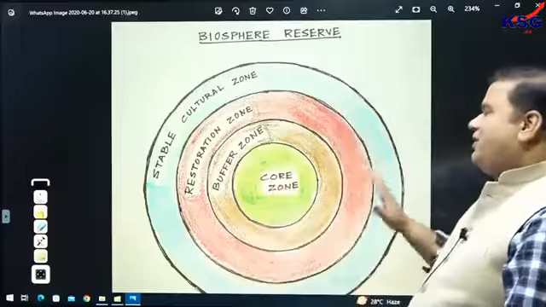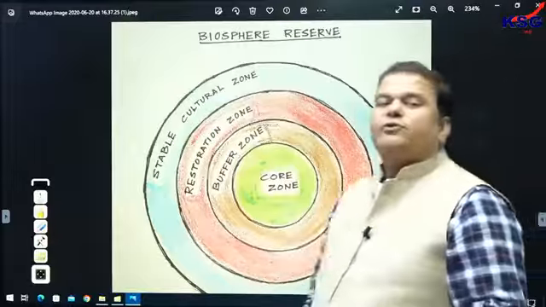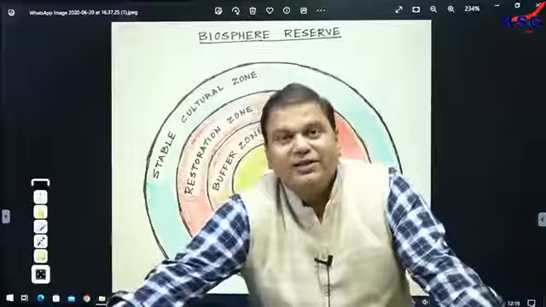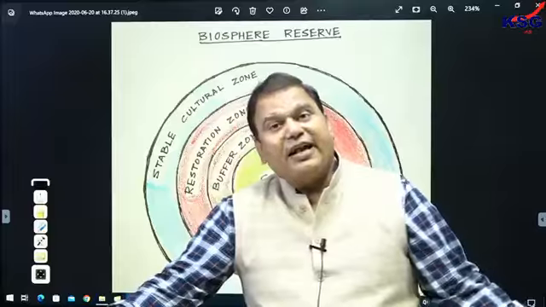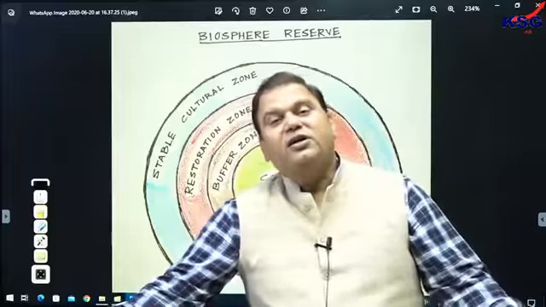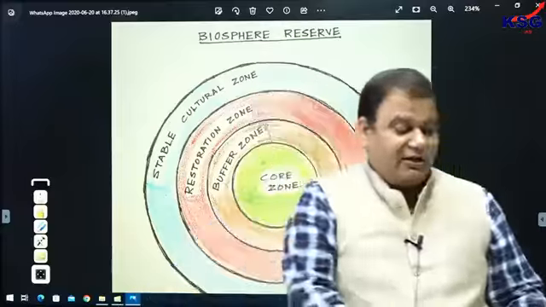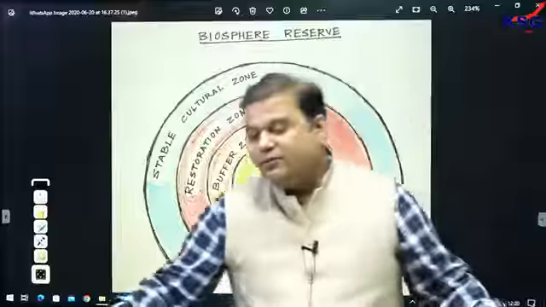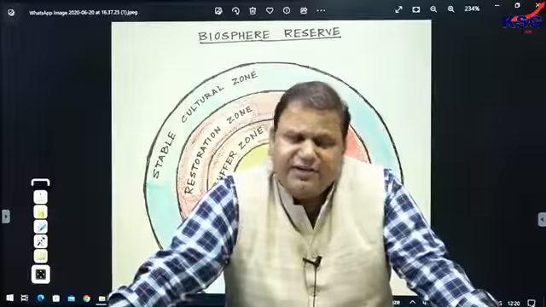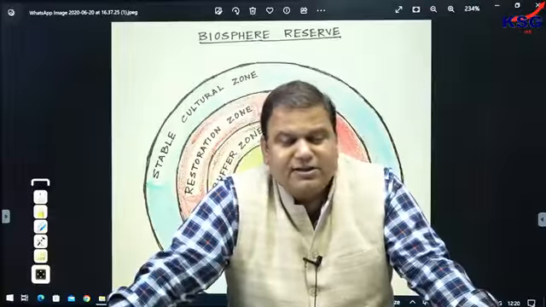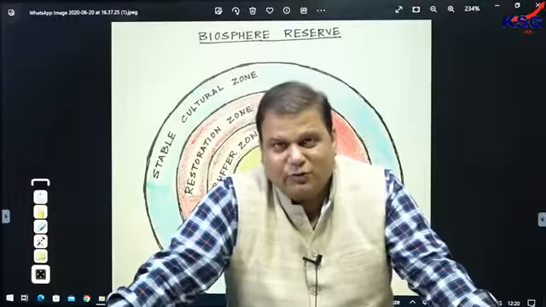And I said that in these areas, human activities would be regulated by 3 acts. Whatever you do in this area, you have to follow the guidelines of 3 acts. One is the Forest Act of 1927. Second is the Wildlife Protection Act of 1972. You have to follow the guidelines. And the third is the Forest Conservation Act of 1980. So that's the core area.